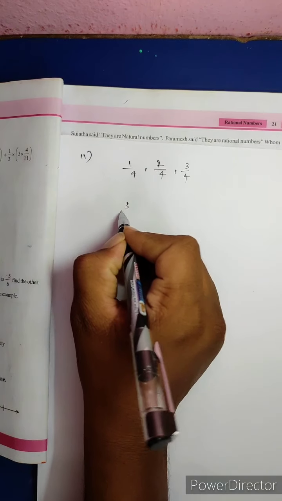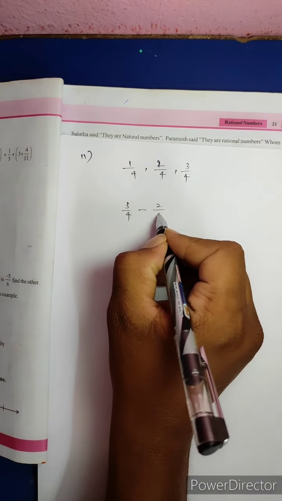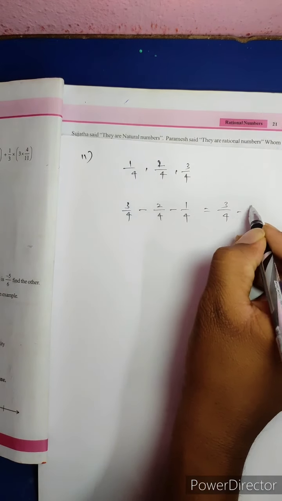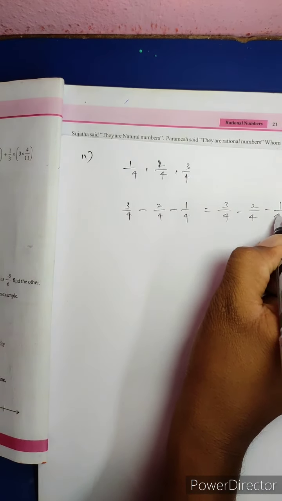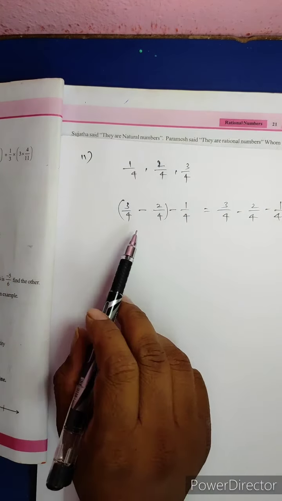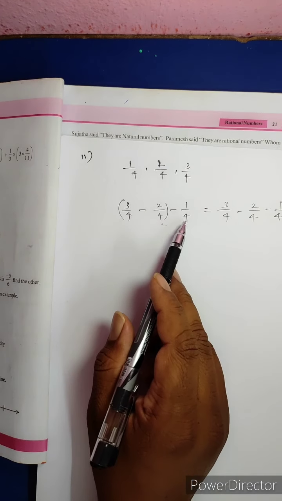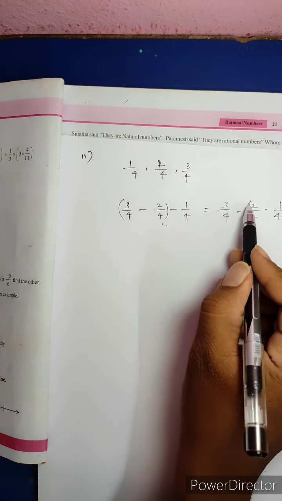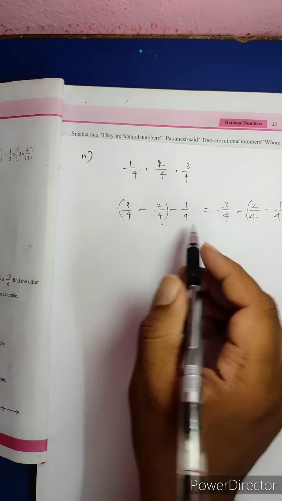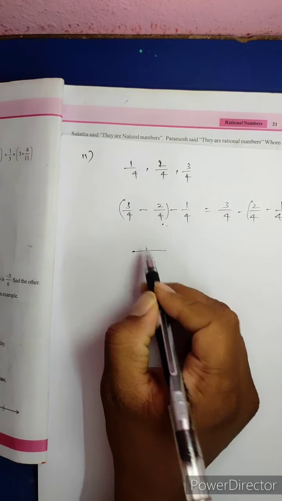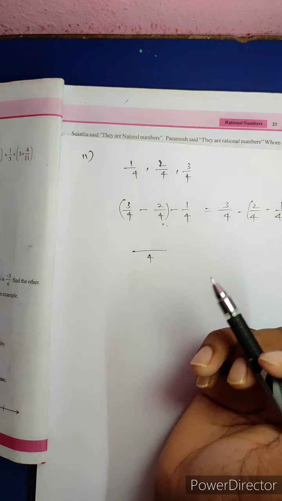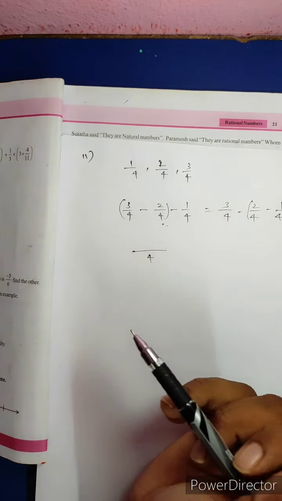Now (3/4 - 2/4) - 1/4 and 3/4 - (2/4 - 1/4). What is the associative property? First do the operation for the first two numbers, then the last number. Or first do the operation for the last two numbers and then with the first number. Now both are like fractions. We can take any rational numbers, but for easy sake I have taken like fractions.